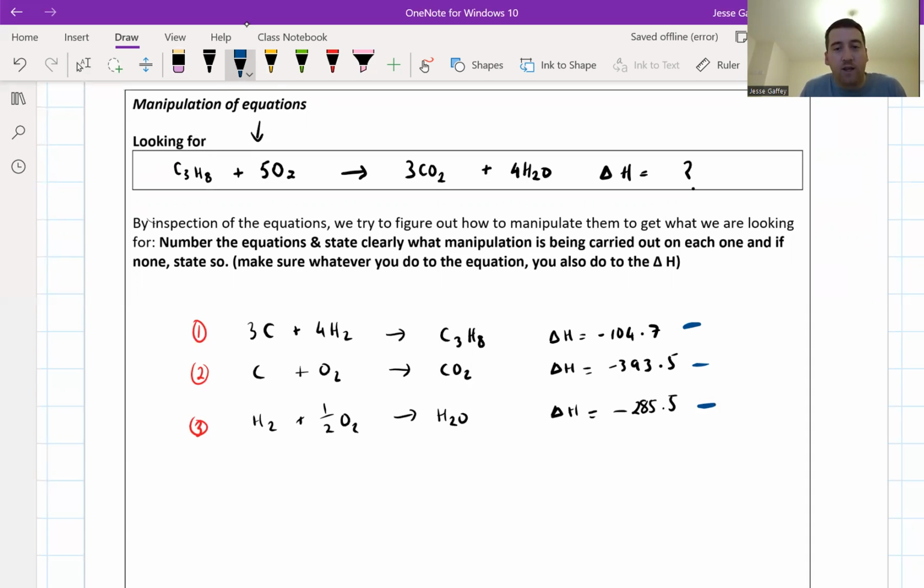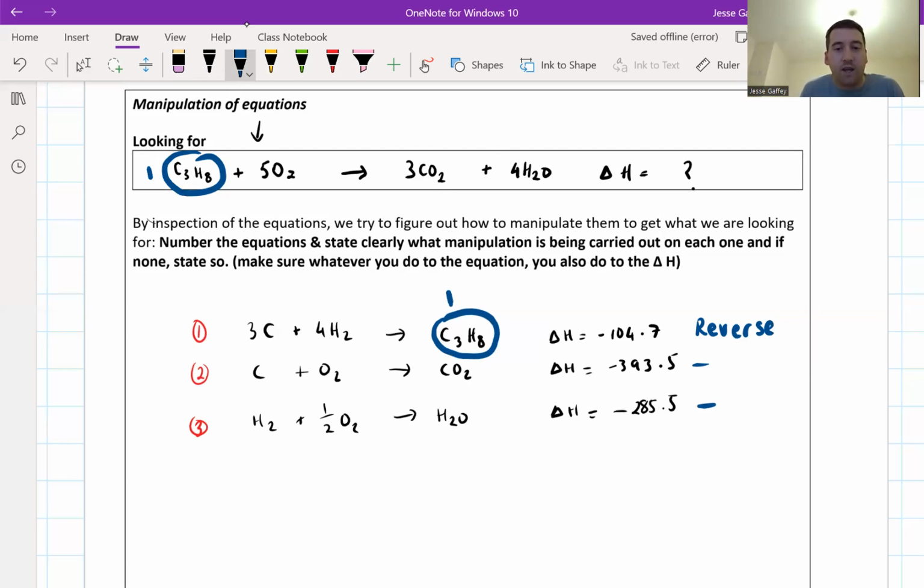Now, what we're trying to highlight is what we have in each equation that matches the one above. So straight away, I'm seeing that this equation here has this up here. That's what we're missing. So what I'm going to do to this equation is reverse it. Do I need to multiply it by anything? I don't, because this is already 1 mole and I want 1 mole here. So I'm just going to reverse it.